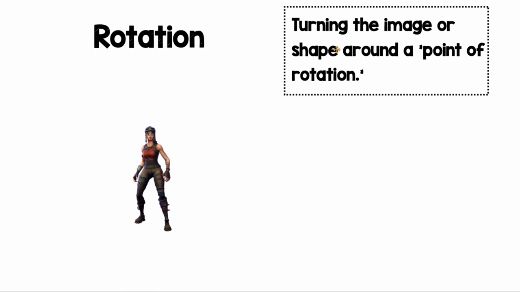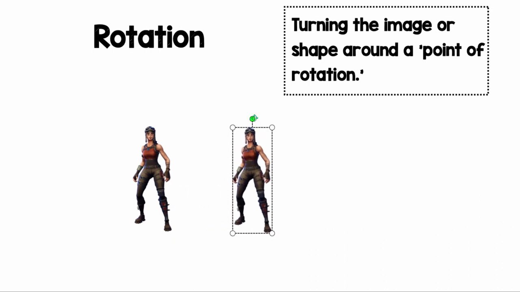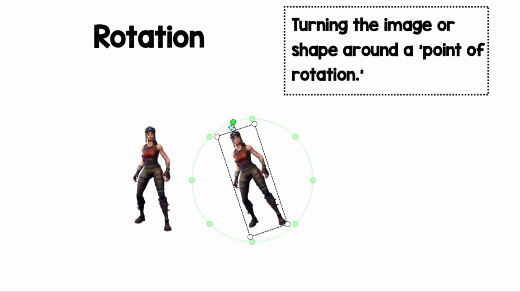Rotation. You might be familiar with rotation. It means to turn. So it's turning the image or shape around a point of rotation. So here we have a Fortnite character. I don't know for sure because I don't play, but I did Google it, so I really hope this is a Fortnite character. Okay, so basically if you see this green dot that showed up on my screen, that is the rotation button. So basically if I click it, I can rotate.